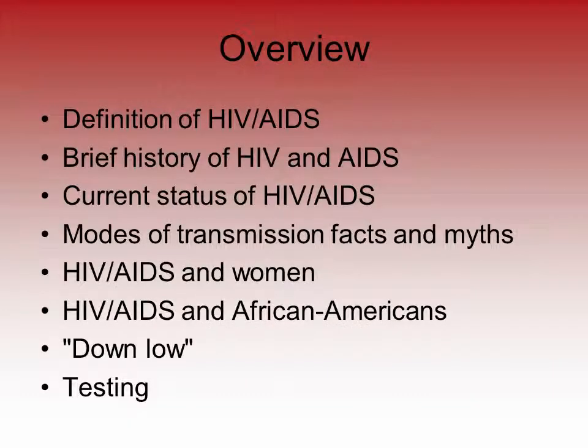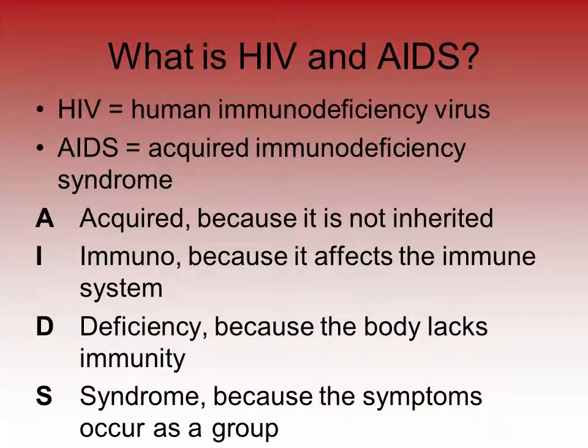So we will discuss, first of all, what HIV and AIDS is, a brief history of HIV and AIDS, the current status, the modes of transmission, the facts and the myths, and how HIV and AIDS is a unique issue for women and African American individuals. Then we'll talk about the Downlow, and we'll finish up with testing, where you get tested, etc. So what is HIV and AIDS?